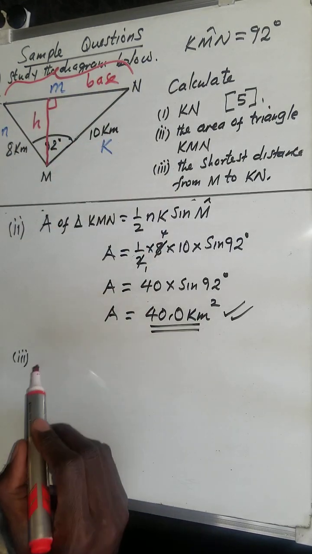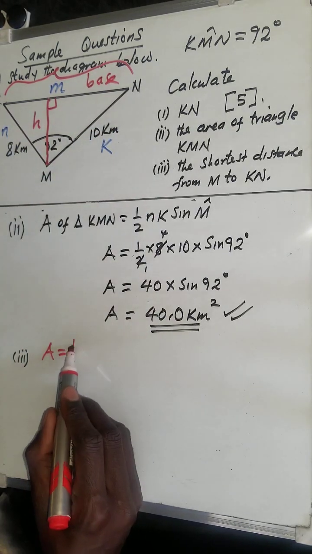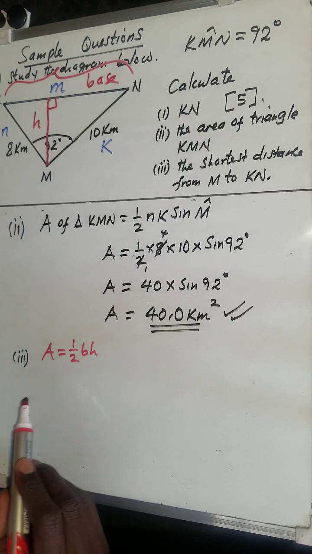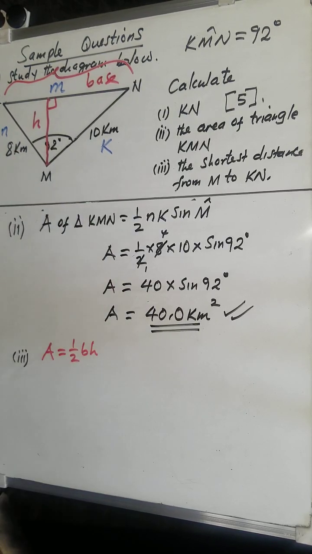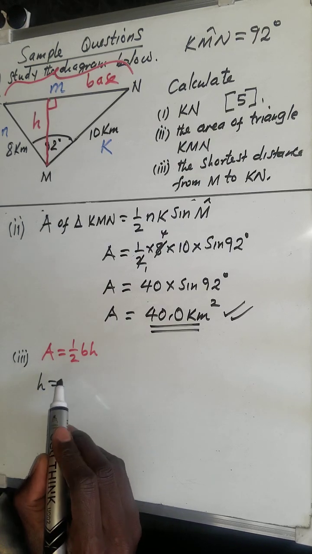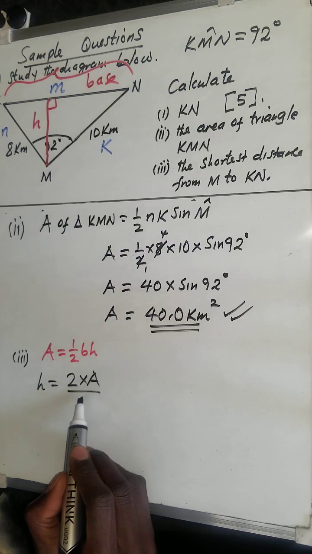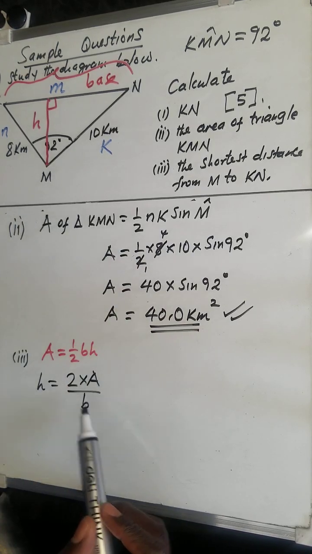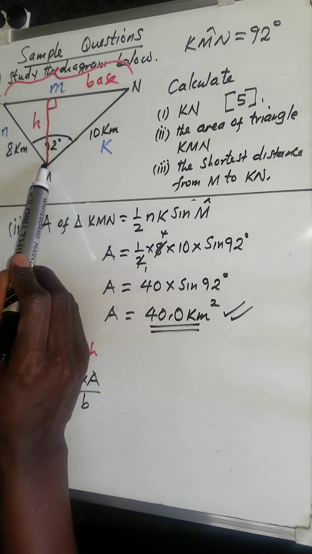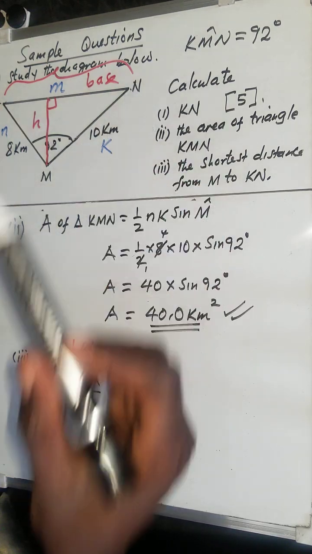So the formula that we apply is area of a triangle. This is a right angle triangle, so it is simply half base times height. If you make h the subject of the formula, h is representing your shortest distance. What you're going to find is that your h is equal to 2 multiplied by the area of the triangle divided by the base. The base is representing the line you are moving from point M to KN. So that is your base. The whole of this line is your base.